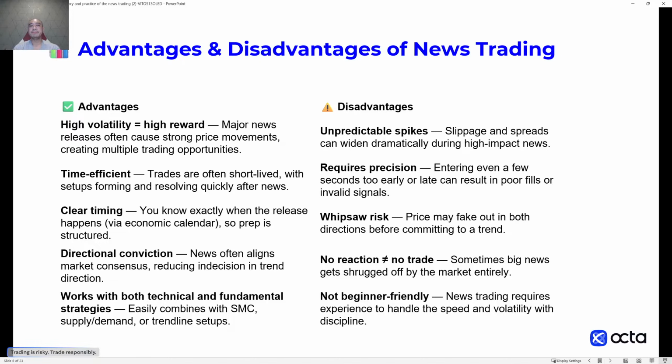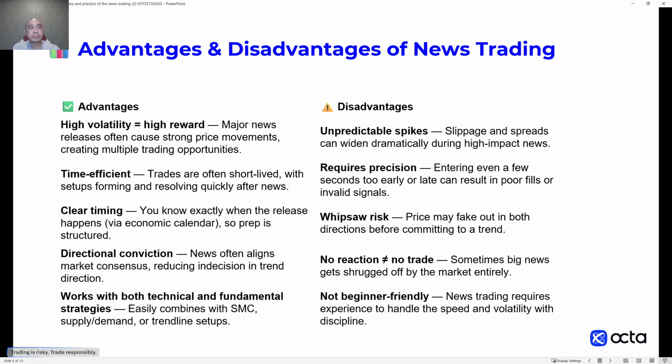But at the same time, there's always that whipsaw risk as well. Price may fake out in both directions before committing to a trend. Typically this happens more on data like the NFP numbers on a normal scale. Last week was a normal. It was predictable, but it wasn't in a normal context. I think the revision from the previous month was just way too big.